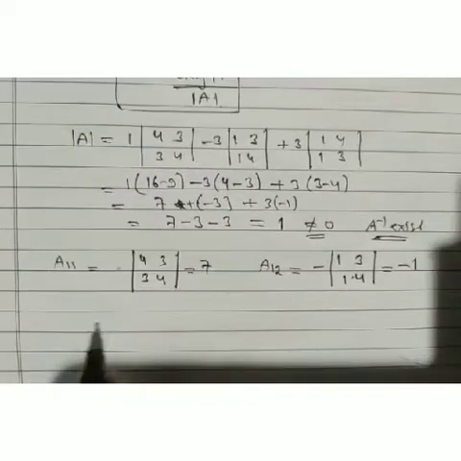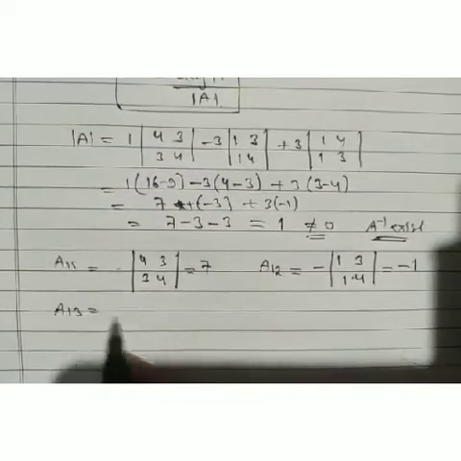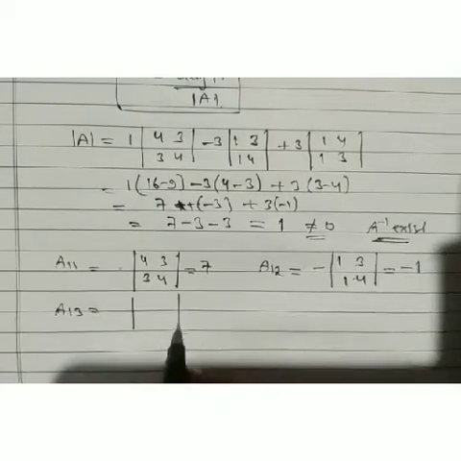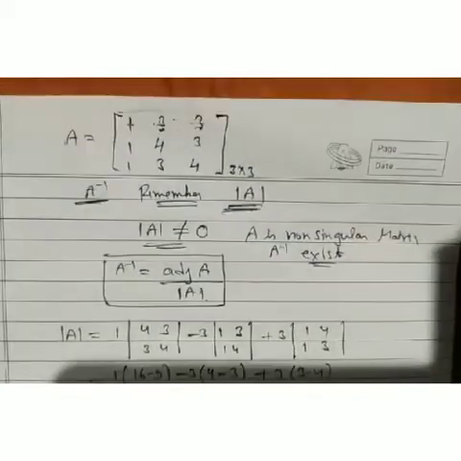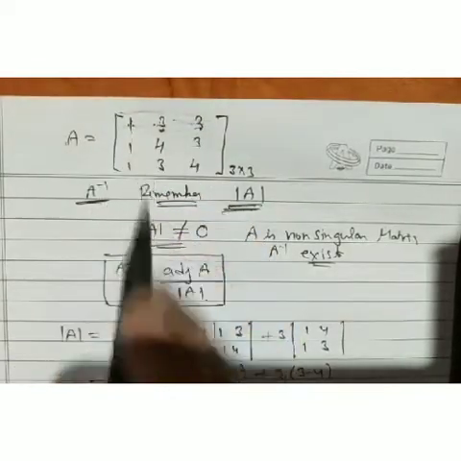We get A11, A12. Now we are going to find A13, with signs plus, minus, plus. A13 is what? Deleting this row and this column, what do we have? 1, 4, 1, 3.